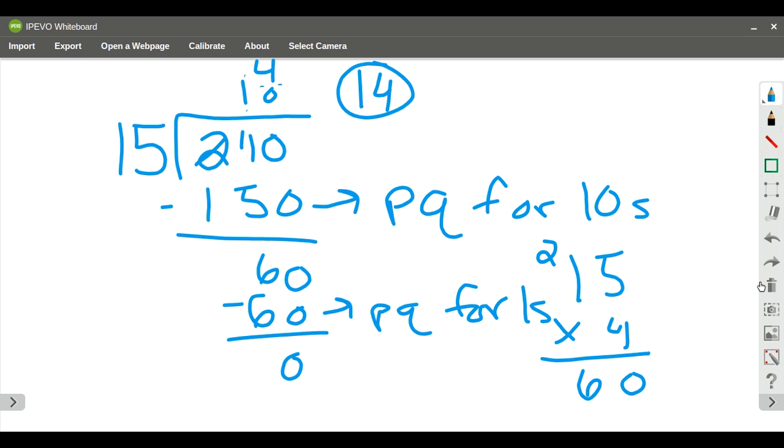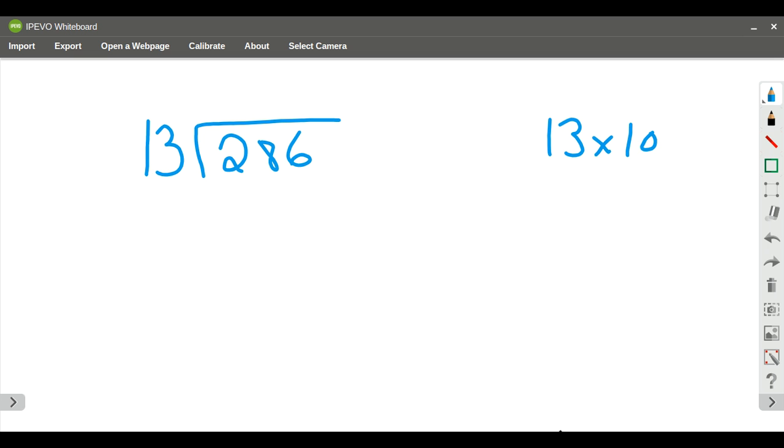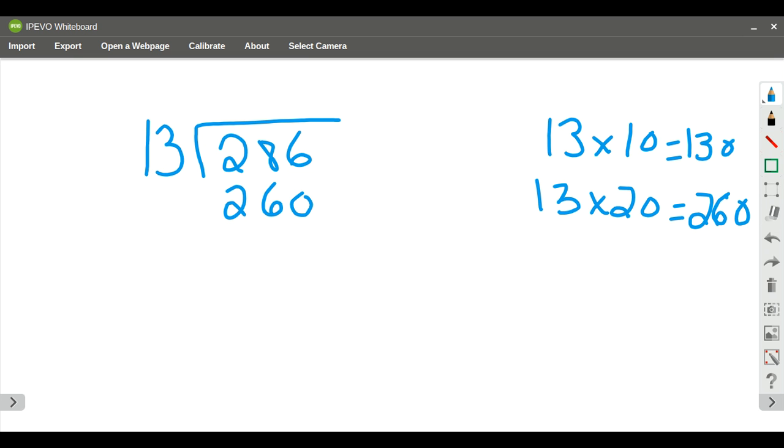Okay, let's go ahead and take a look at your next problem. Your next problem, I have 13, and I'm dividing that into 286. So I look at how many 13s I'm going to do. So if I did 13 times 10, I'd get 130. If I did 13 times 20, I would get 260. That's enough right there, because 260 is really close to 286. So I'm going to stop and I'm going to subtract.